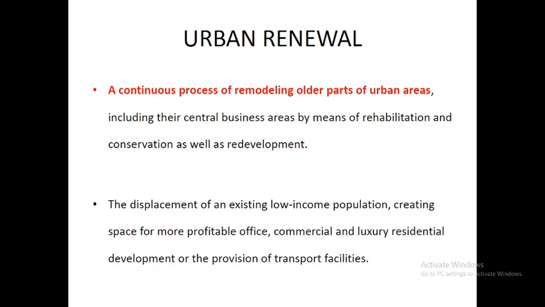Like how I listed, it is the improvisation of the infrastructure, removal or relocation of the squatted settlements, conserving and preserving the public areas, redeveloping the central business district into profitable areas of high valuable potential commercial areas.